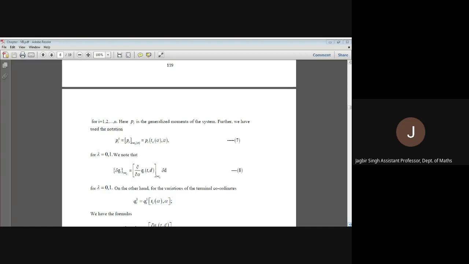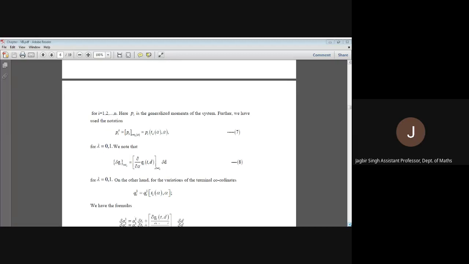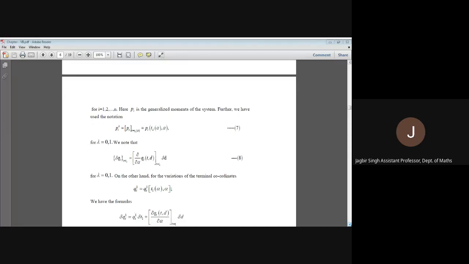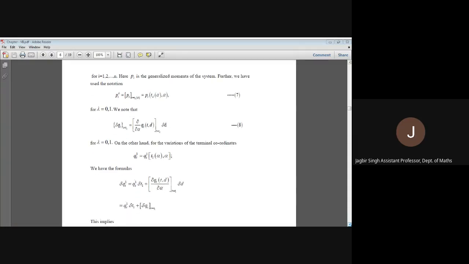Now what is Qi1? It is value of Qi at T1 alpha and alpha. Qi is a function of T alpha. Qi1 is value of Qi at T1. So we will have the formula del Qi1. It will be the variation of Qi with respect to T1 and then variation of T1. So it is Qi1 dot del T1 plus partial derivative of Qi with respect to alpha at T is equal to T1 and then variation of alpha.